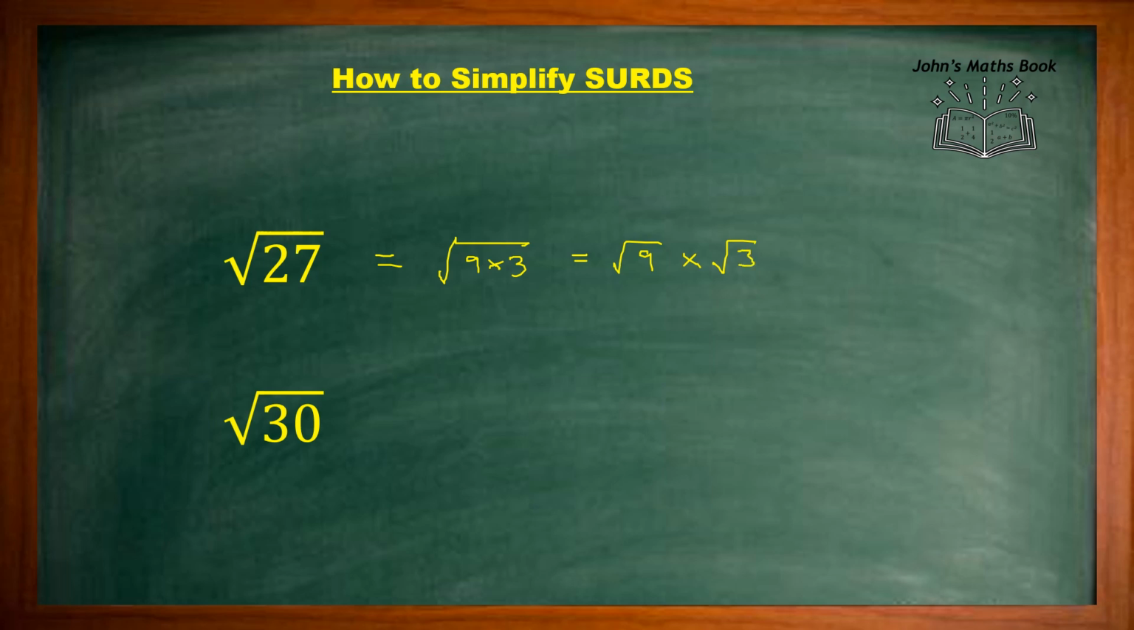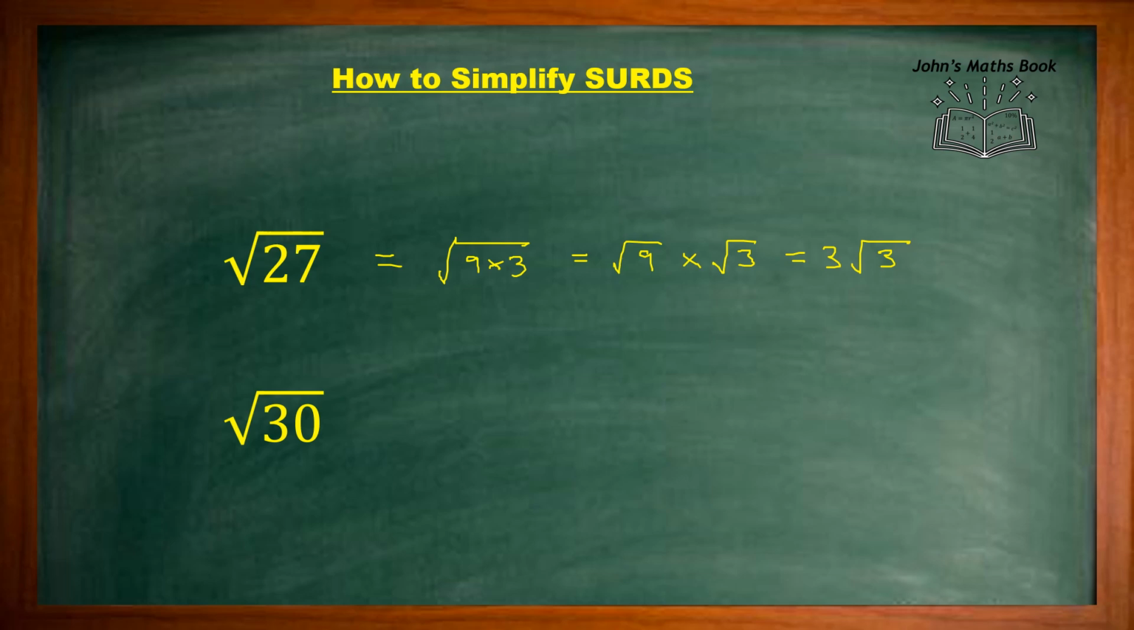Now the factors 9 and 3 multiply to make 27. Now 9 is a perfect square, so the square root of 9 is 3. So we can actually take this square root and rewrite this as 3 times the square root of 3. So let's look at another example of this and see how it works.